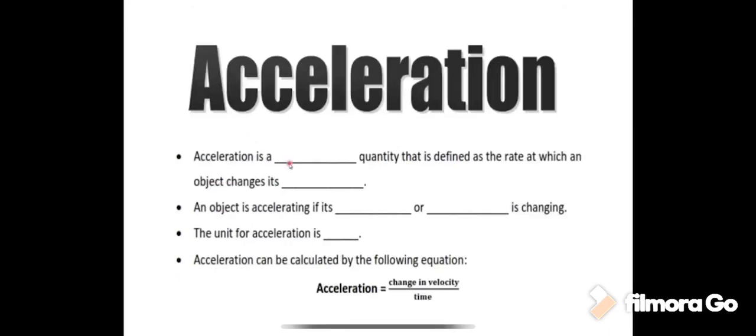Acceleration. Acceleration is a vector quantity that is defined as the rate at which an object changes its velocity. An object is accelerating if its speed or direction is changing. The unit of acceleration is meters per second squared. Acceleration can be calculated by the following equation: acceleration equals change in velocity divided by time.